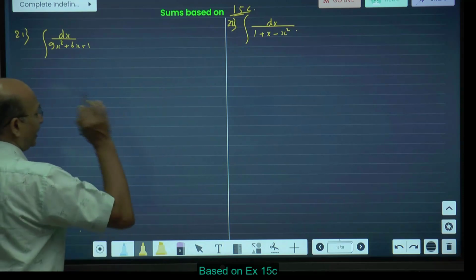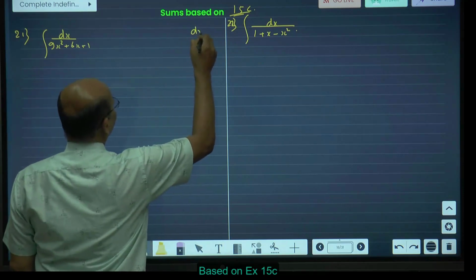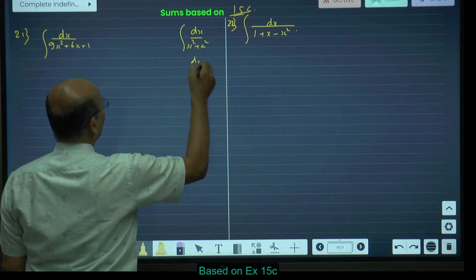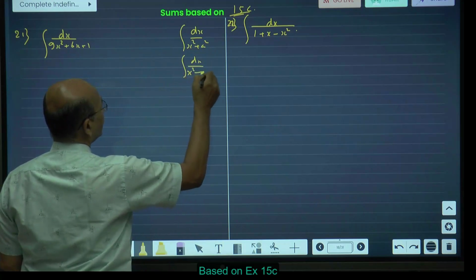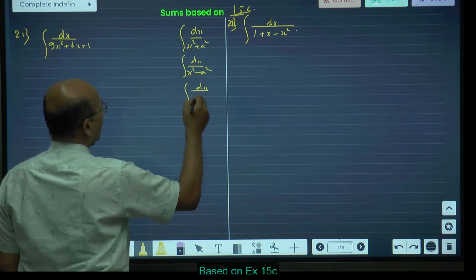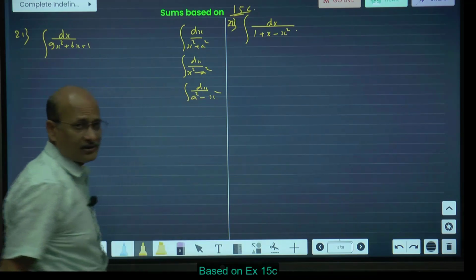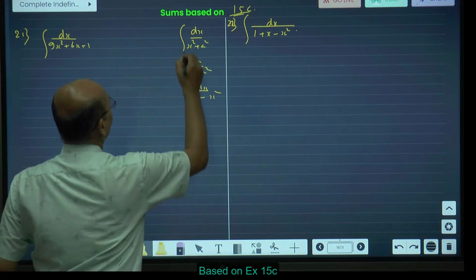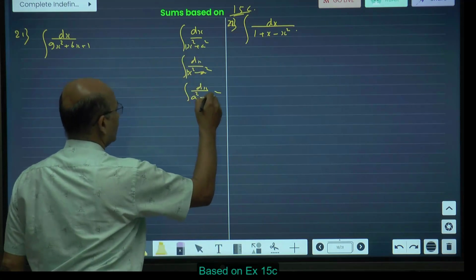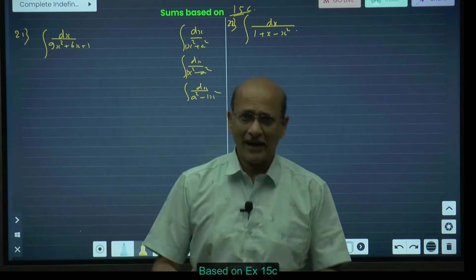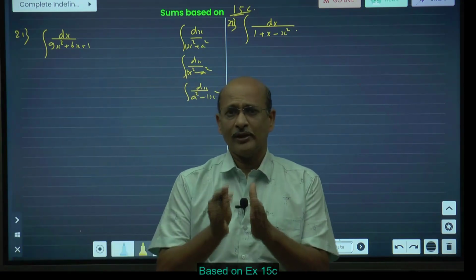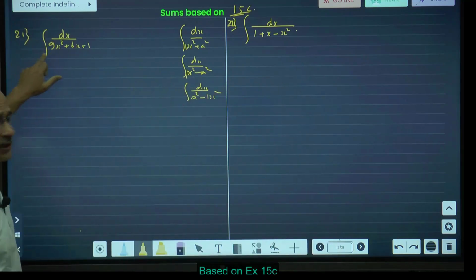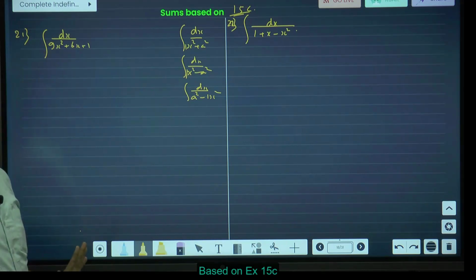First thing, remember in the standard forms, everybody knows, just as an example, dx upon x square plus a square we had, dx upon x square minus a square we had, dx upon a square minus x square also we had seen the sum based on this. So here, children, if you see, there is nothing in the numerator, and most important is this x square coefficient is 1. So whenever you want to change anything into a standard form, remember your x square coefficient has to be 1. So first step is, whenever dx upon quadratic, check the x square coefficient. Eliminate that x square coefficient.